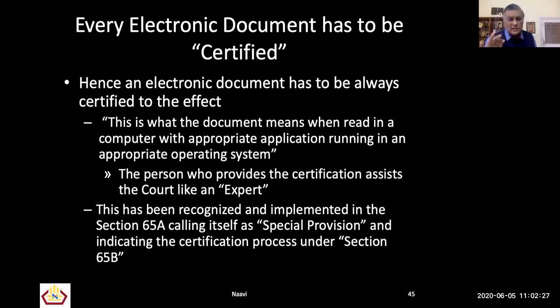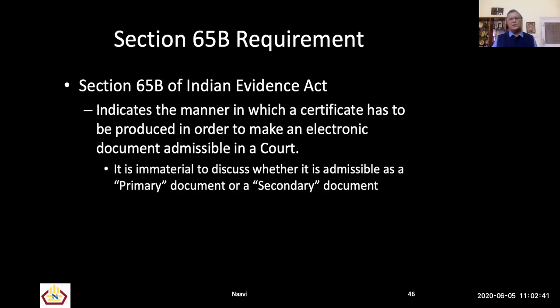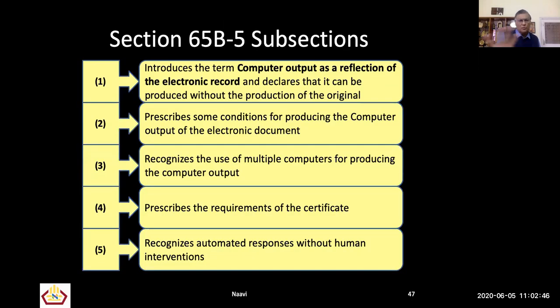is required. This certification is something which says this is what the particular sequence of electronic document means. When I have read it in my computer, which is using this kind of a system, etc., I take a printout of that and sign. That is called a Section 65B certificate. Section 65B, over 5 different subsections, provides the different requirements.